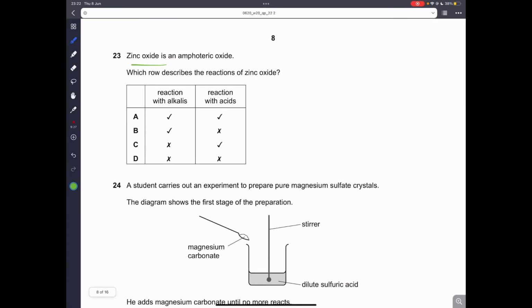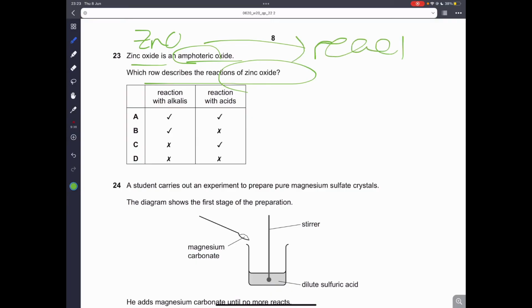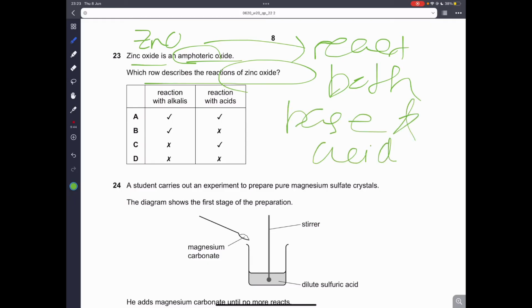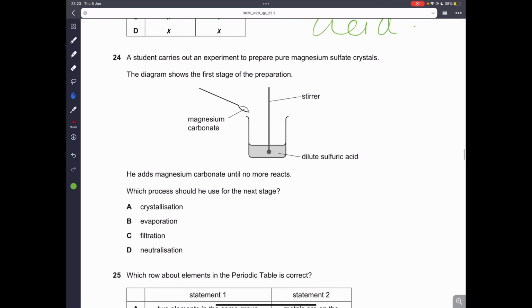Question 23. Zinc oxide, ZnO, is an amphoteric oxide. Which statement describes the reaction of the oxide? What is the meaning of amphoteric oxide? Well, this means that they react with both base and acid, or alkali and acid, and so it's going to be A.